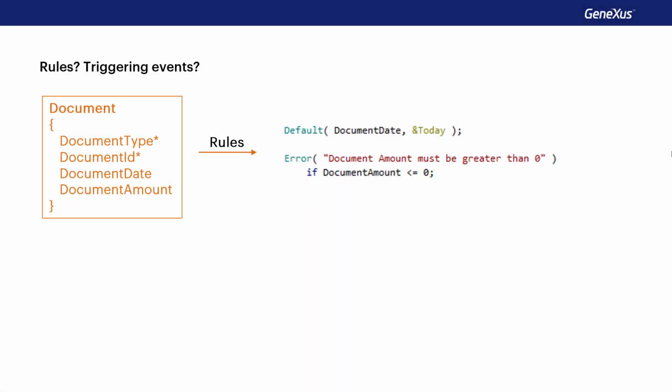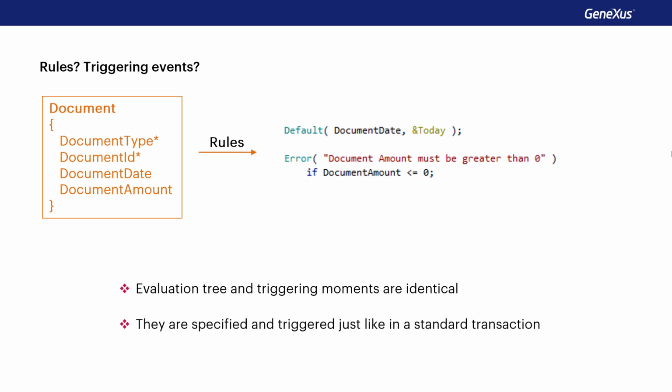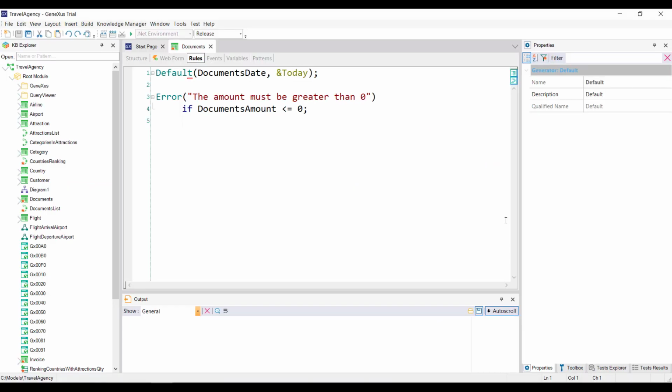Let's see what happens if we have rules stated at the dynamic transaction level. When are they triggered? What happens with the evaluation tree? Both the evaluation tree and the rule triggering moments are the same as if we were dealing with a regular transaction. For example, suppose we have the following rules stated in the document transaction. We're assigning today's date by default and checking that the amount is greater than 0. Let's see it at runtime.